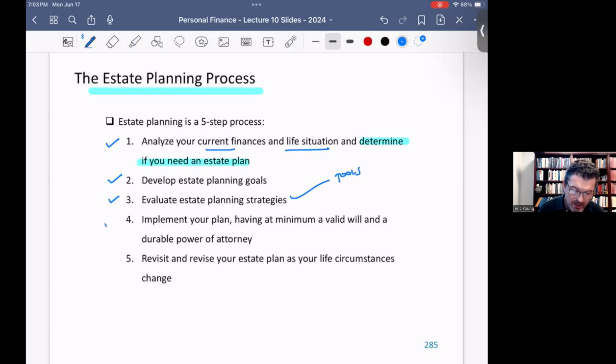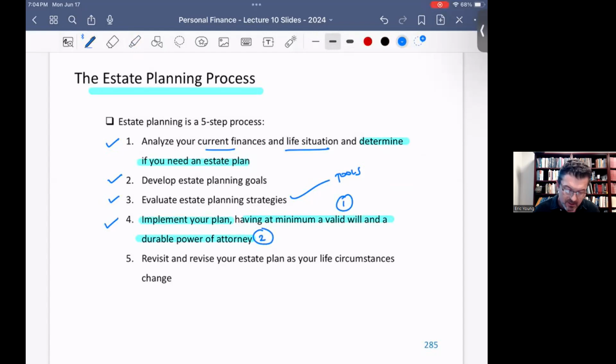Once you've done that, you're going to implement your plan. And although there's a whole array of tools available, you're going to implement your plan having at minimum two important documents established. Number one, a valid will, and number two, a document that we call a durable power of attorney. And then once you have those first four things done, you now have an estate plan in place.